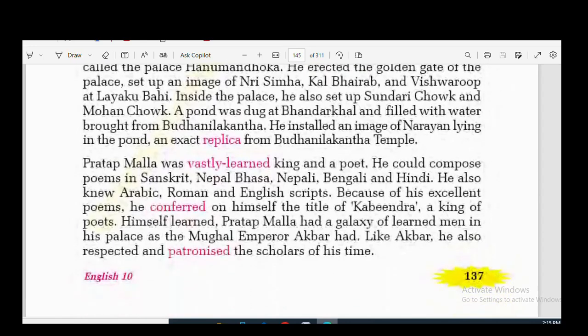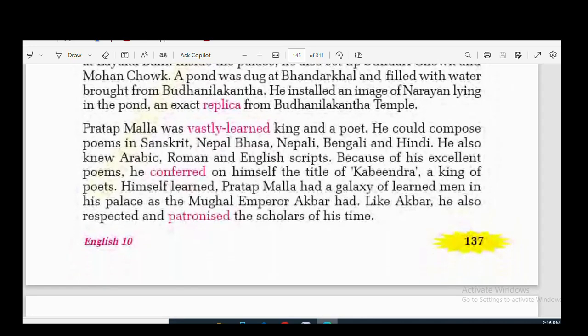Pratap Malla was a well-known king, and he was also a good poet. He could compose poems in Sanskrit, Nepal Bhasha, Nepali, Bengali and Hindi. So he used to write poems in multiple languages. He also knew Arabic, Roman and English scripts. Because of his excellent poems, he conferred on himself the title of Kavindra. He put his surname as Kavindra, a king of poets. So Kavindra means a king of poets, himself.